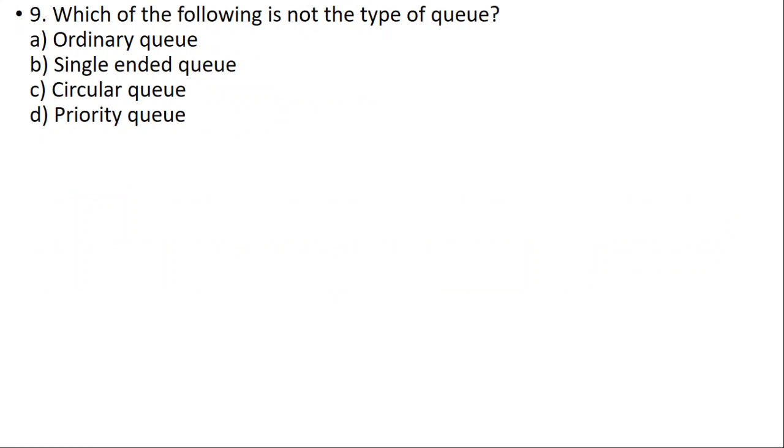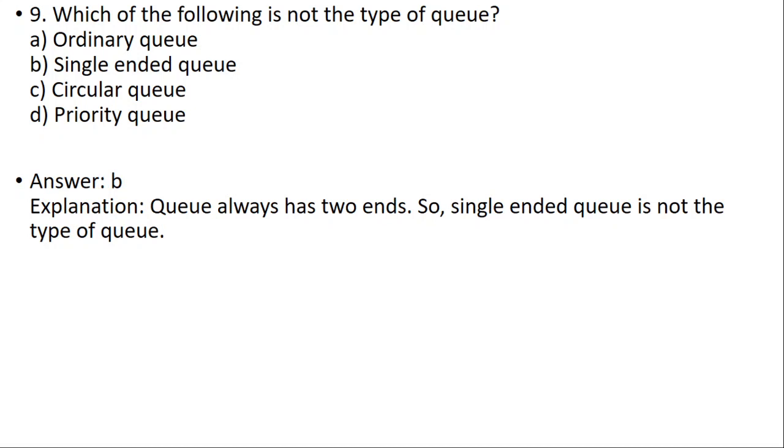Which of the following is not the type of queue? The answer is B, single-ended queue. Queue always has two ends. So single-ended queue is not possible, not a type of queue.